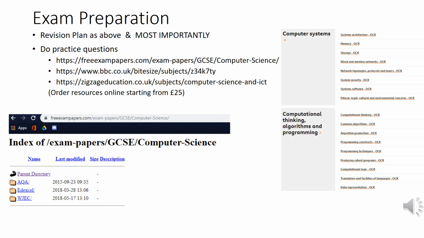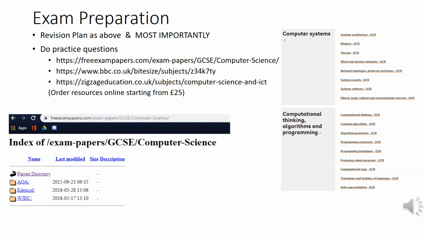So in the bottom left you have freeexampapers.com, which has a bunch of practice papers. Unfortunately, OCR isn't there, however the other exam boards have similar specifications, so you can use those to practice. Additionally, I used BBC Bitesize, part of which was written by my own computer science teachers. So under BBC Bitesize, you have revision and notes which you can go through. And at the end of each topic, there are 10 short multiple choice questions which you can use to test yourself on your own knowledge.